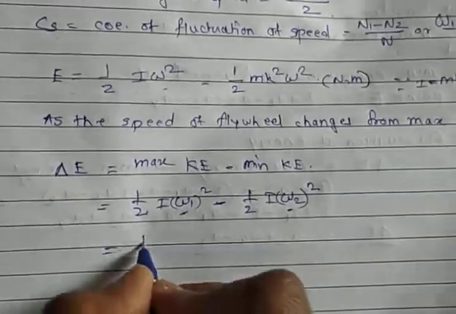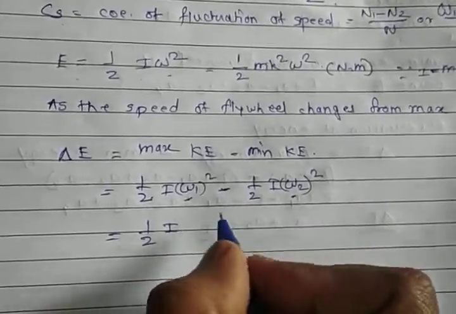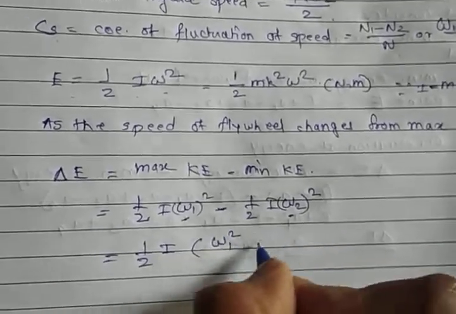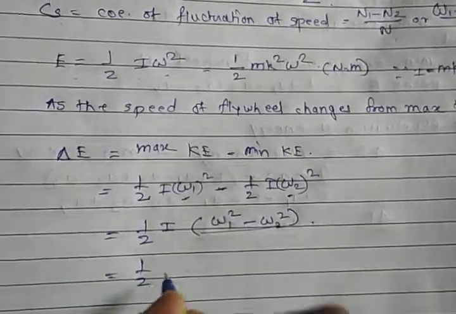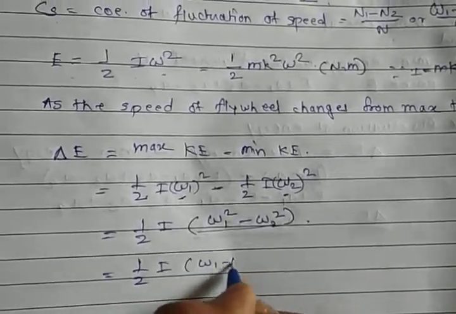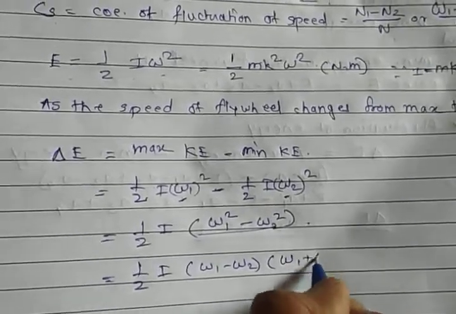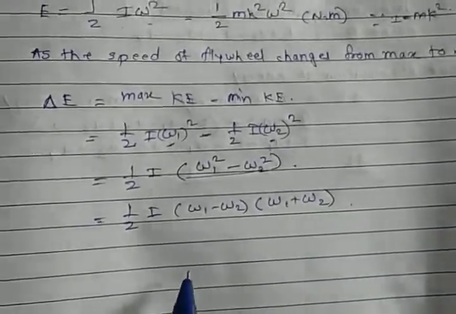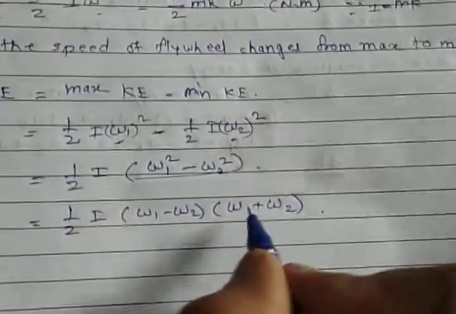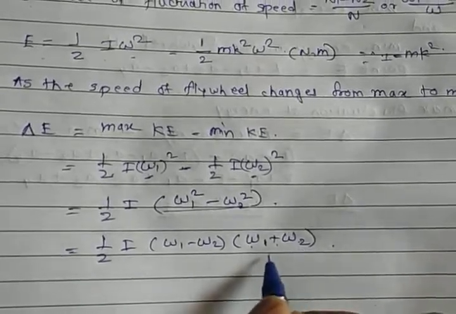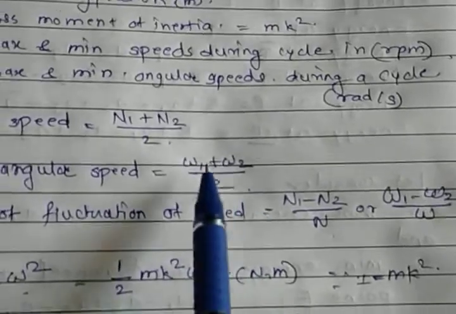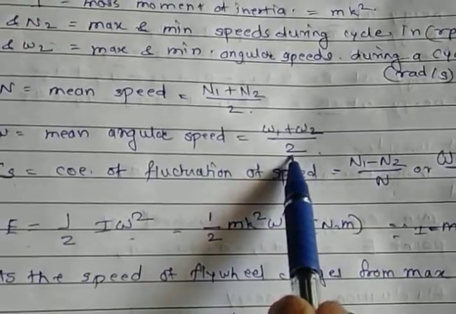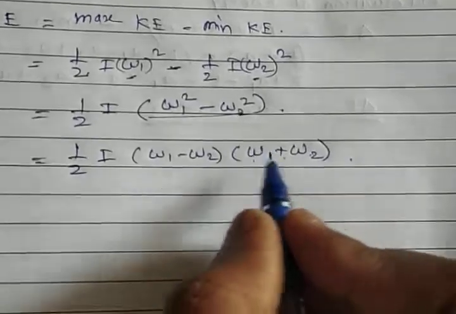Taking 1/2 I common, the remaining terms are omega 1 square minus omega 2 square. Expanding this bracket: 1/2 I into omega 1 minus omega 2 into omega 1 plus omega 2. I know that omega 1 plus omega 2 divided by 2 is nothing but the mean angular speed, so I can use this relation here.